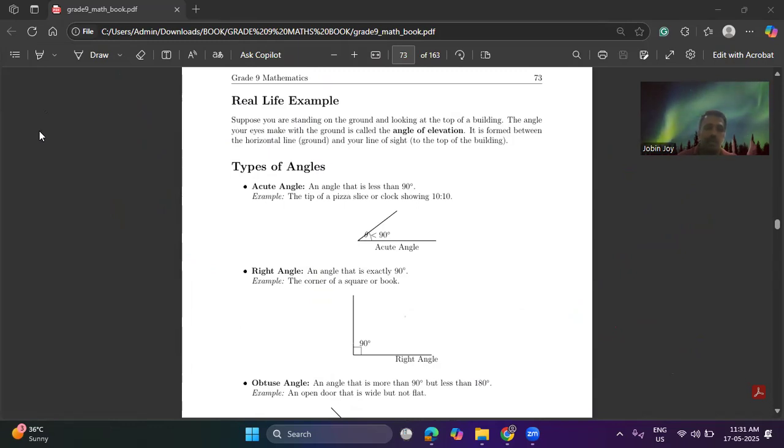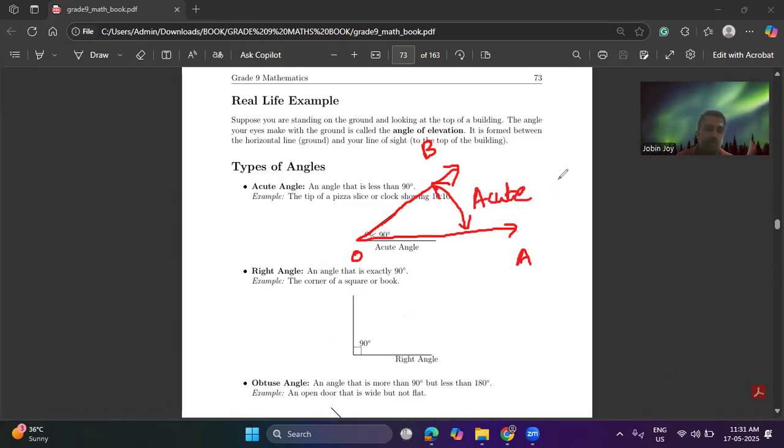So acute angle means, this is one ray and this is another ray. For example, this is OA and this is OB, and this is the angle formed. This angle is called an acute angle. Why is this acute? Because this angle is less than 90 degrees. If the angle is less than 90 degrees, then that angle is called an acute angle. Think about a pizza slice. It is the best example of an acute angle.